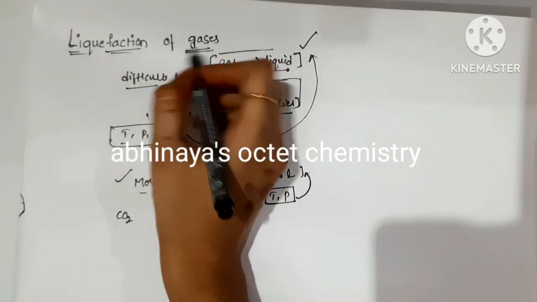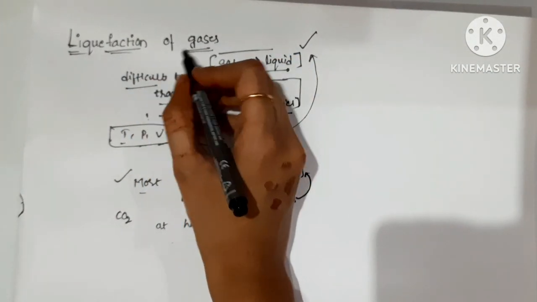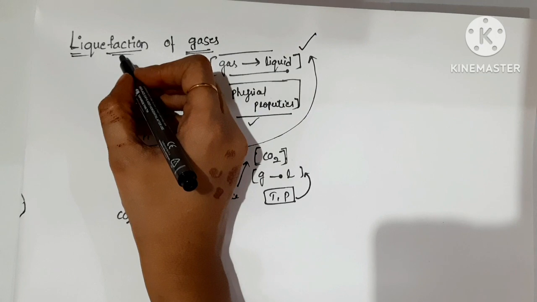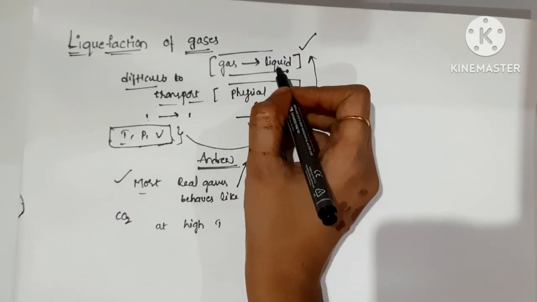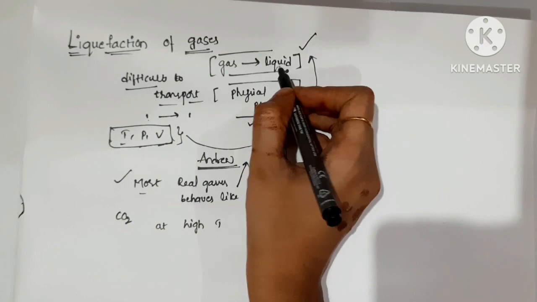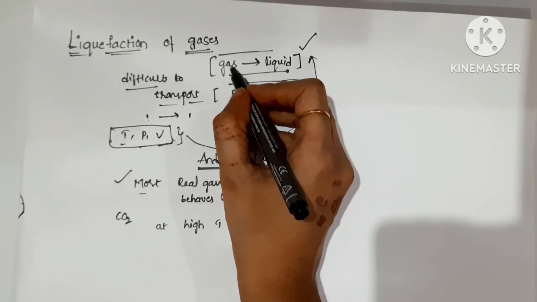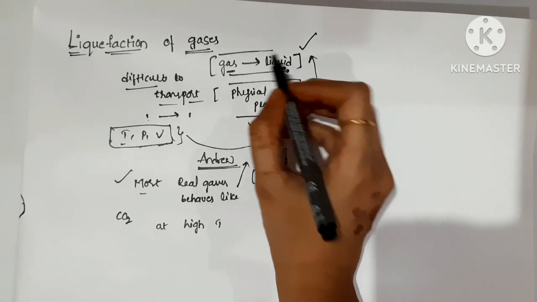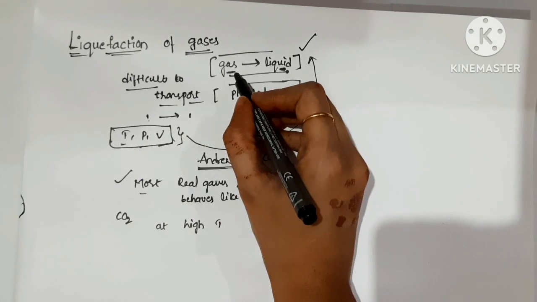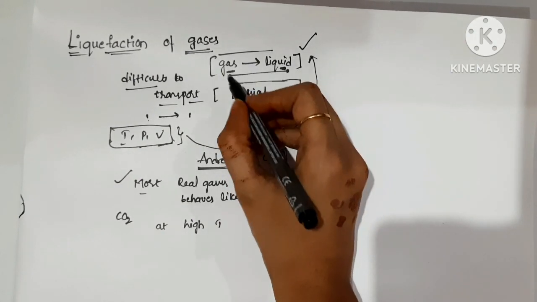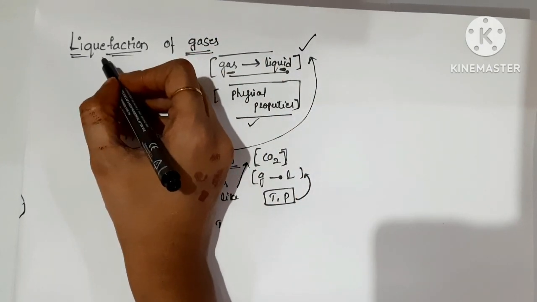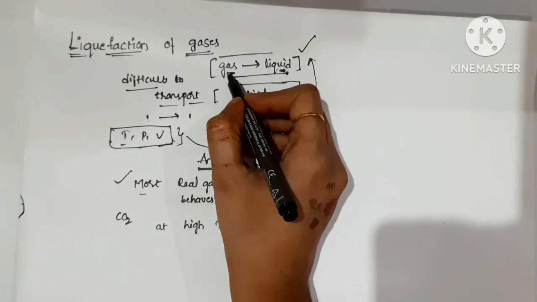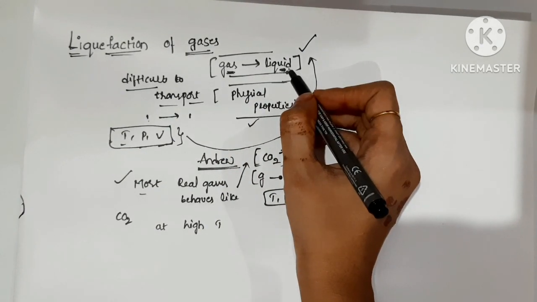Today's topic is liquefaction of gases. So, what is liquefaction? Liquefaction is the process of transformation of gaseous substances to liquid state. That means transformation of substances present in the gas state to liquid state. This change in state, from gaseous state to liquid state, is liquefaction.